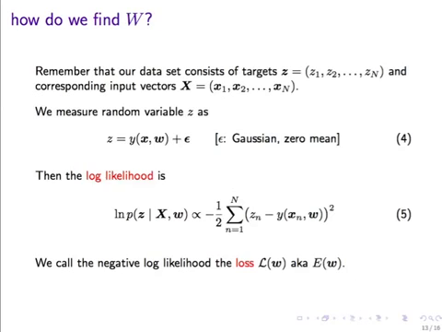How do we find optimal parameters W for our neural network? Well, we can still formulate the optimization problem just as with linear regression. For instance, assuming Gaussian noise in our data, we can express the log likelihood as shown here. In this interpretation, maximizing the likelihood means minimizing the sum of squared errors, which we call our loss or our error.